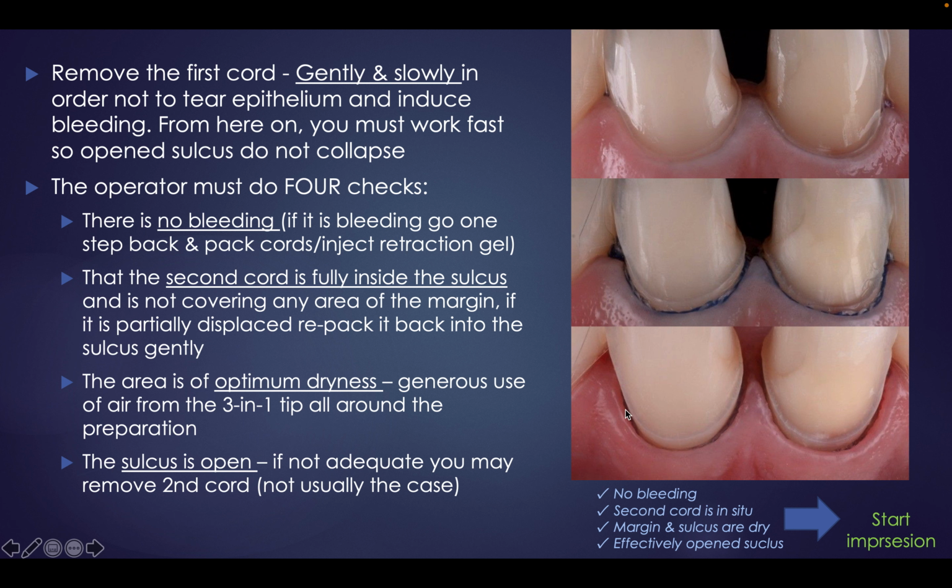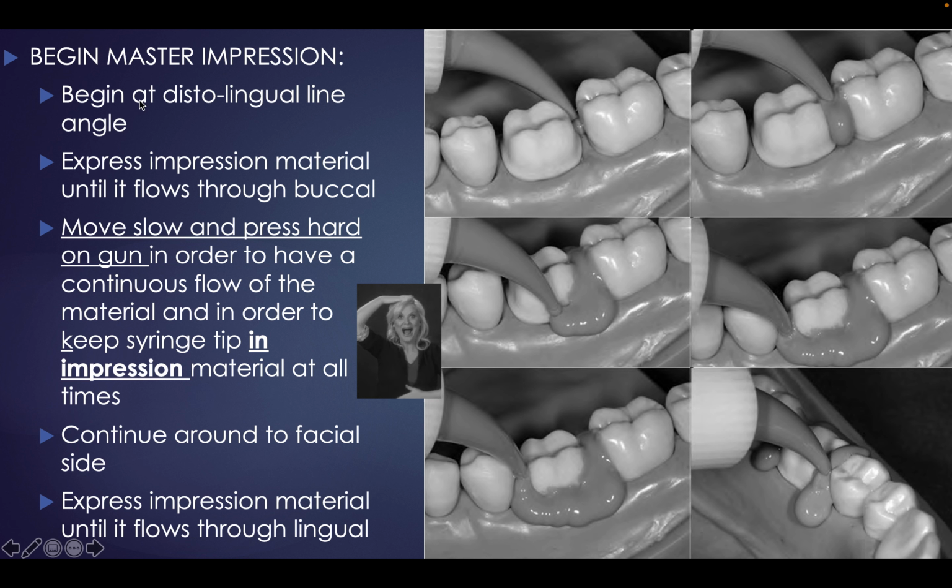I would always recommend that you keep drying before removing the cord, and once you remove the cord, for another 10 seconds, go around and dry. Once this area is dry, look how beautiful and dry everything is here. Only once you have those 4 checks can you start the impression. How do you start the impression?